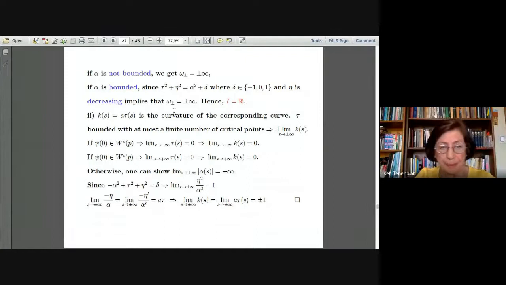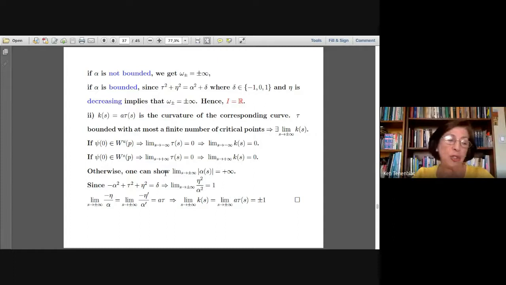Now, we know that the curvature is a times tau for the corresponding curve. And we know also that tau is bounded with at most a finite number of critical points. So there exists a limit of the curvature when s goes to plus or minus infinity. Now, if the initial condition, psi of zero, is on the unstable set, then the limit of tau will be zero, and then the limit of the curvature will be zero when s goes to minus infinity. If the initial condition is on the stable set, then the limit when s goes to plus infinity of tau will be zero, and so the limit of the curvature also will be zero.